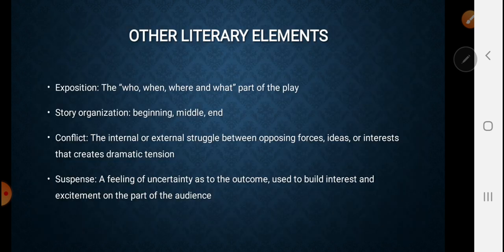Then there are other literary elements: exposition, story organization, conflict, suspense. I've already mentioned the above three. Let me explain the last one. Suspense is a feeling of uncertainty as to the outcome, used to build interest and excitement on the part of the audience. It is somewhat related to mystery, and it refers to the height of curiosity.